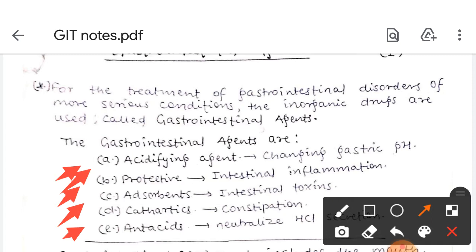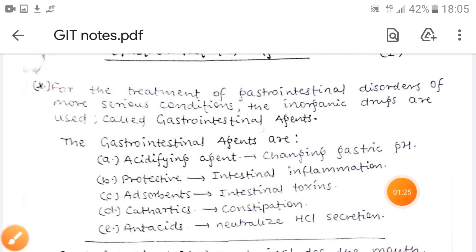Acidifying agents are used for changing gastric pH. Protectives are used for the treatment of intestinal inflammation. Adsorbents are used to remove intestinal toxins, and cathartics for constipation. And antacids are used to neutralize the hydrochloric acid, which we all know is HCl.